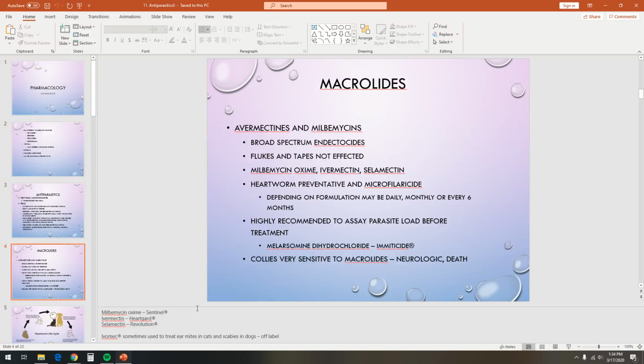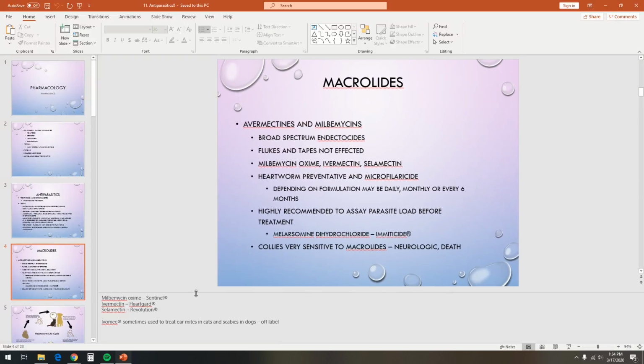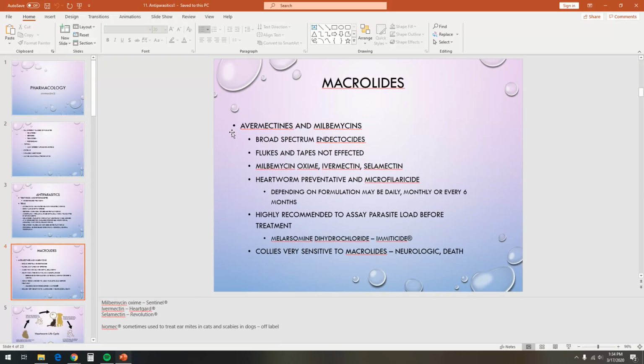Macrolides, so this is a drug class of antiparasitic. Avermectins and milbemycins are the types that are under that. These are what are called broad spectrum insecticides. So if you remember, that means it kills both internal and external parasites. Flukes and tapes are not affected.